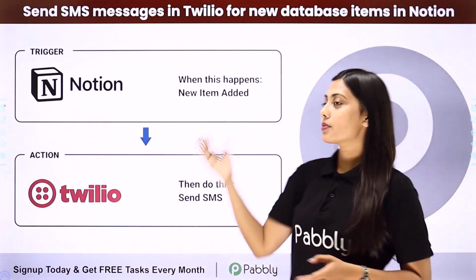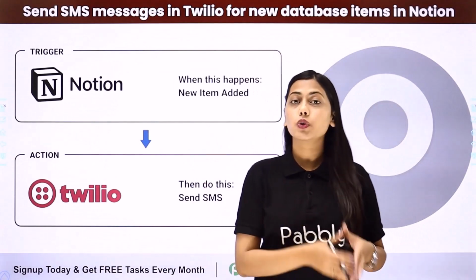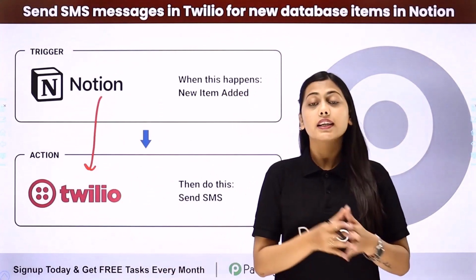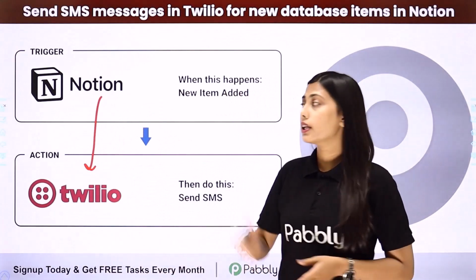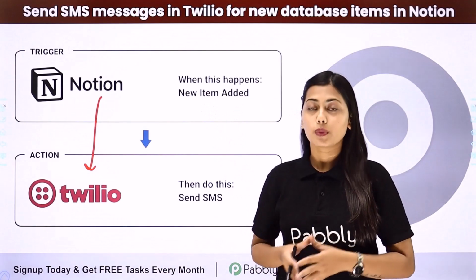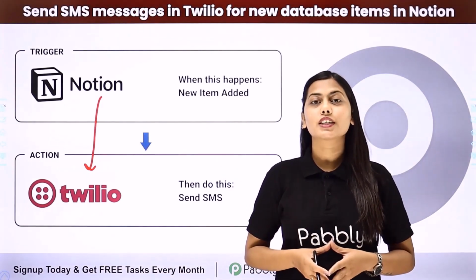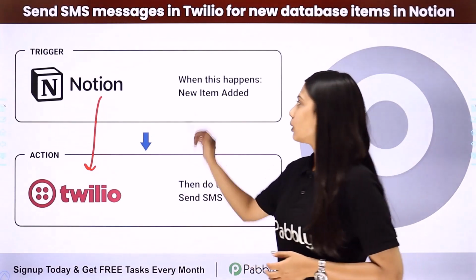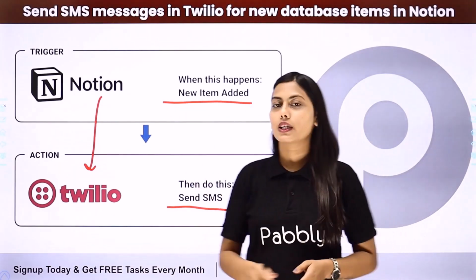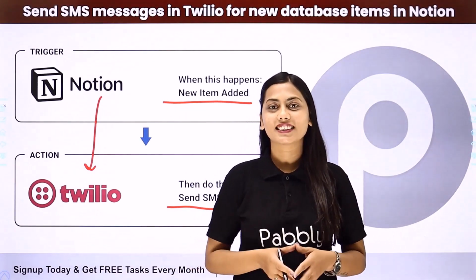Hello everyone, in this video we are going to learn how to send SMS messages in Twilio for new database items in Notion. So we will learn how you can integrate these two applications, Notion and Twilio, in such a way that as soon as you add a new item in your database in Notion, an SMS will be sent via Twilio. In this integration that we are going to create using Pabbly Connect, our trigger will be the new item added, and our action will be to send SMS via Twilio. Let us learn how to do that.